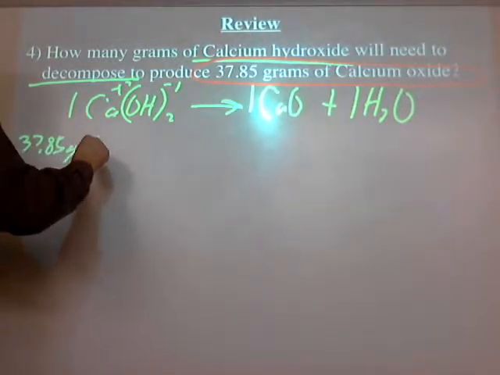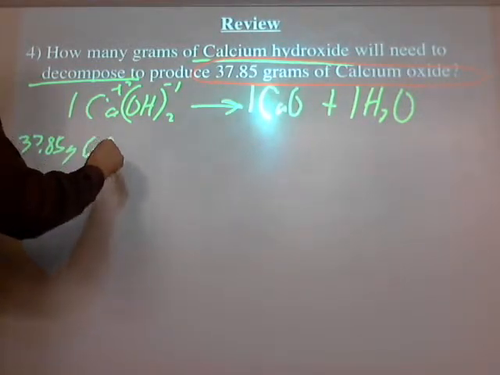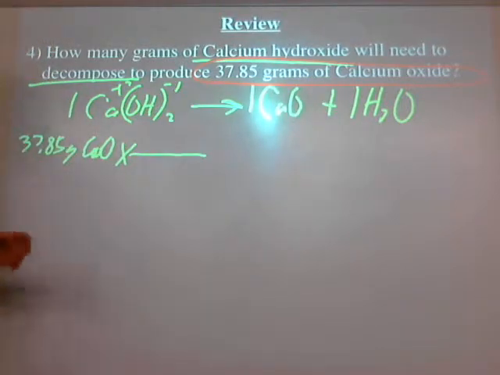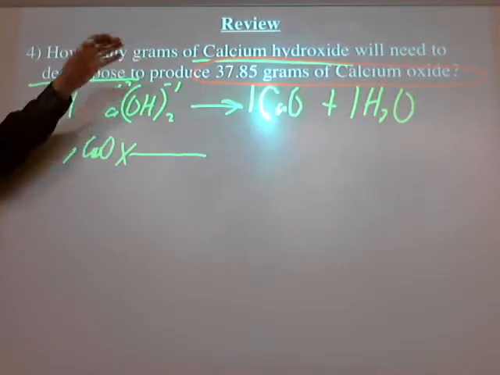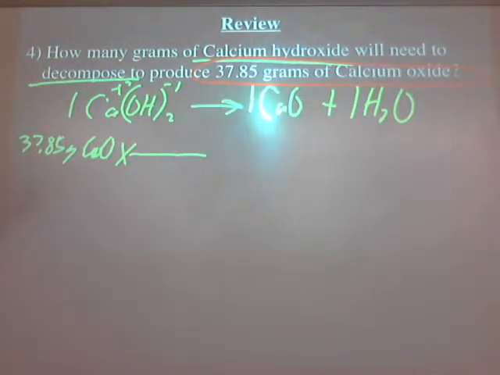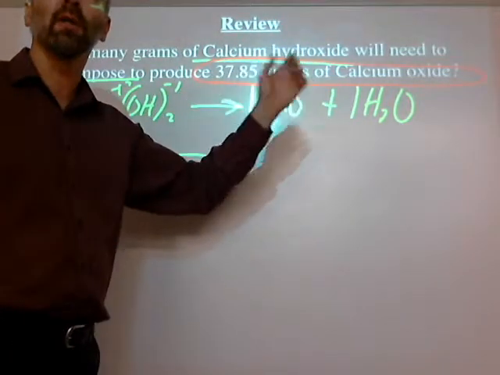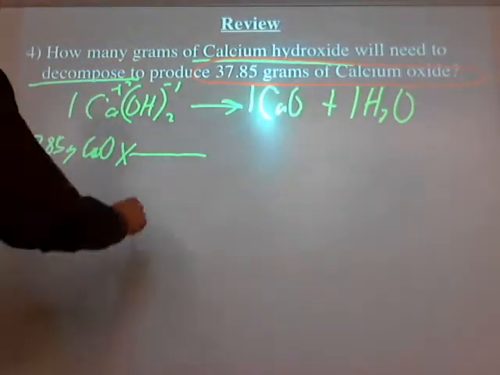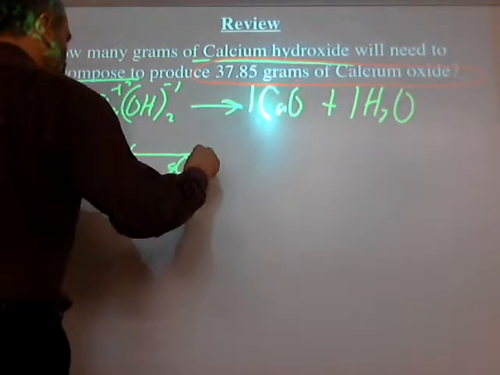37.85 grams of calcium oxide times. And I have to, especially in a problem like this that's going to go from grams to grams, I'm going to have multiple conversions. I really want to write down who it is I'm talking about. Grams of calcium oxide, and especially in this one where they're so similar. Calcium oxide versus calcium hydroxide, they even look alike, they even sound alike. So grams of calcium oxide go on the bottom.